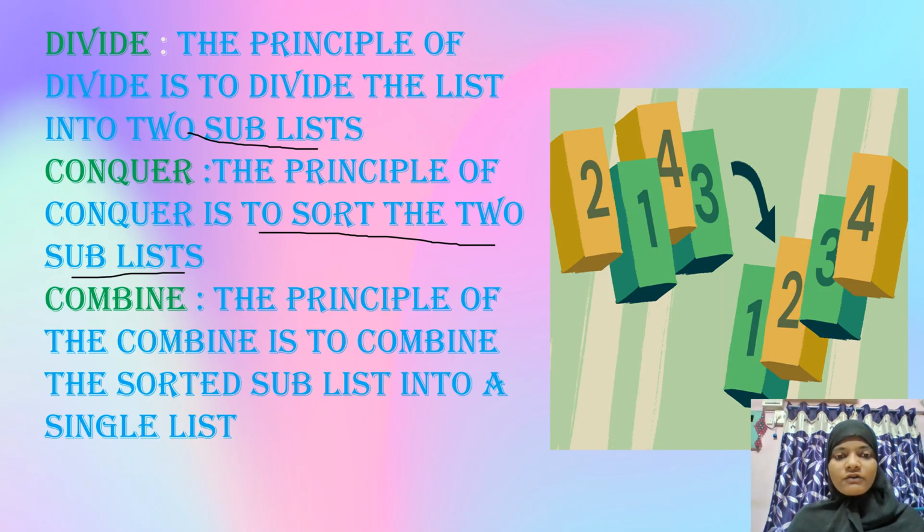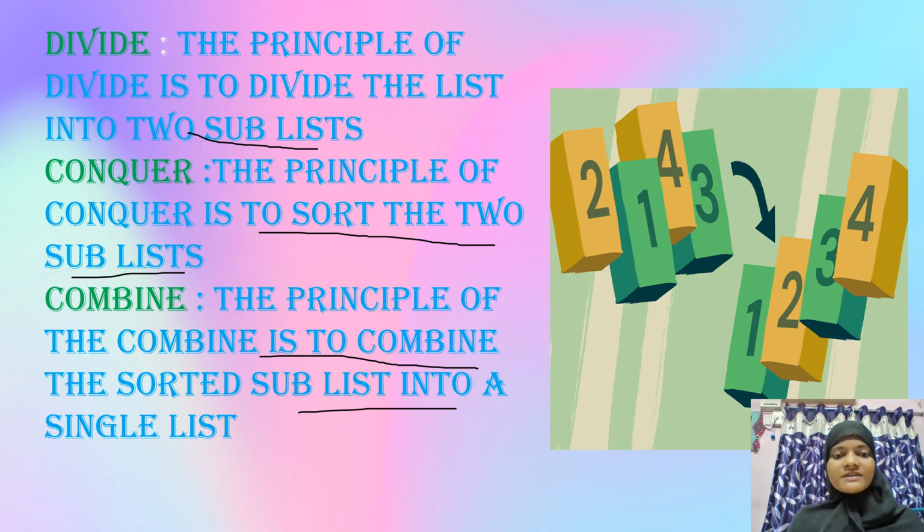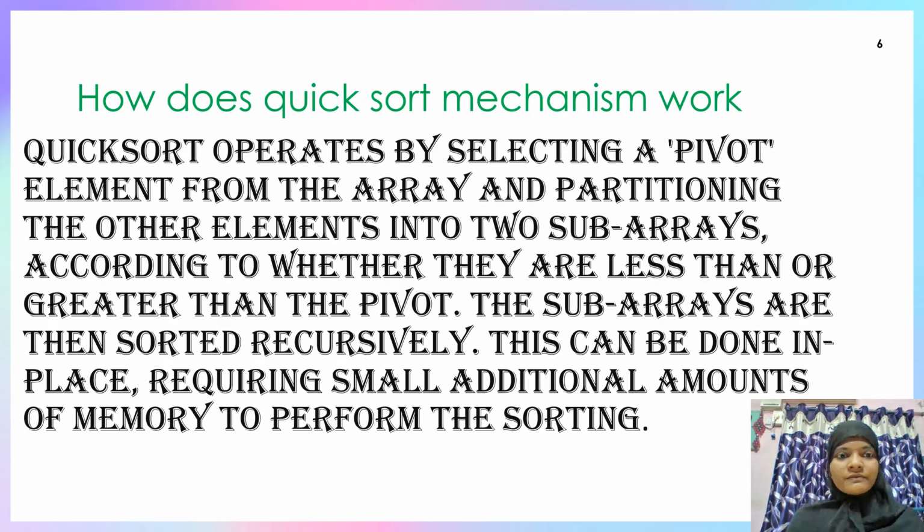Combine. The principle of combine is to combine the two sublists into a single list. Here all the divided sublists are converted into a single list by using the combine principle. How does the quicksort mechanism work?